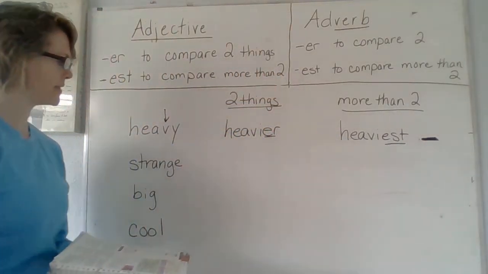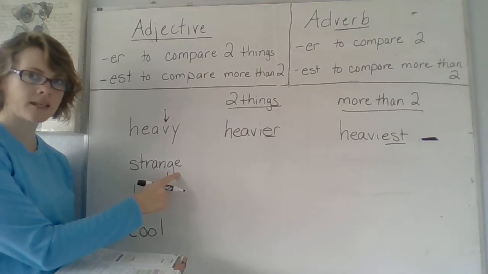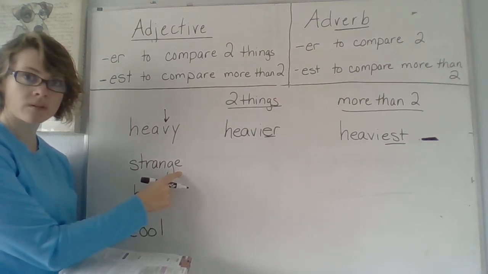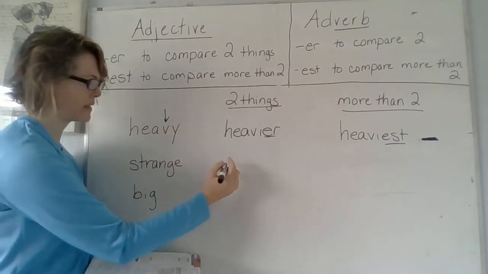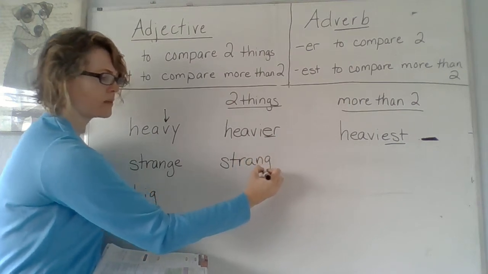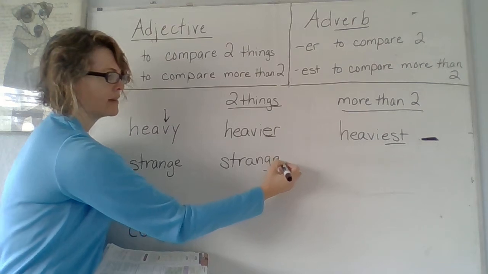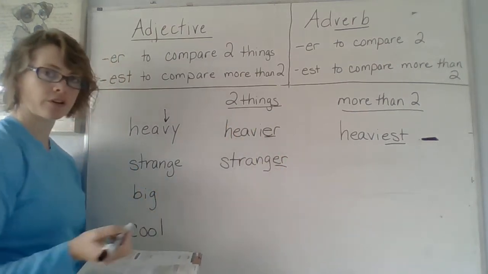Okay, let's try this one. This one is the word strange, and it ends in a silent E. If it ends in a silent E, what do we do? We drop the E and add the suffix that begins with E. So strange, but I'm not going to put the E down. I've taken the E off. Now I'm going to add my suffix for comparing two things, er, stranger.